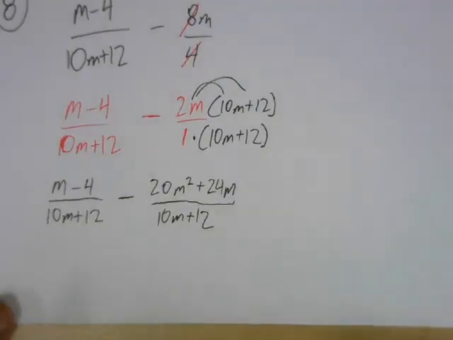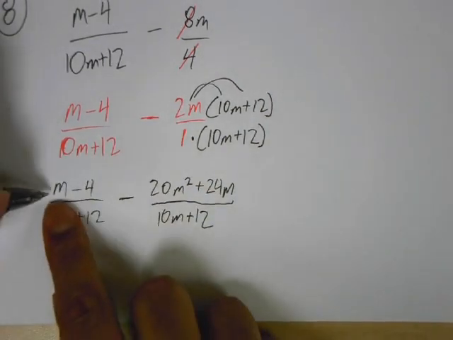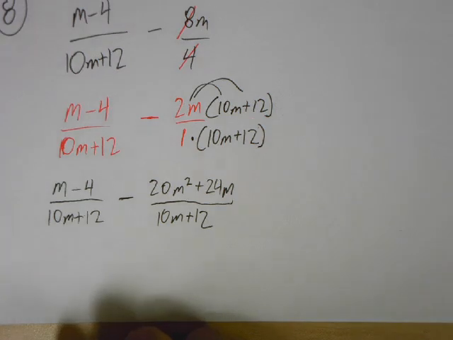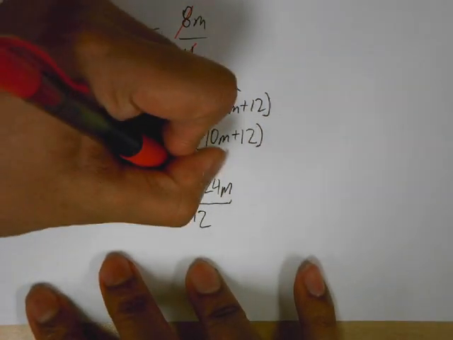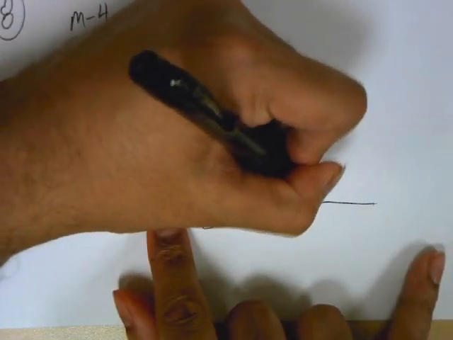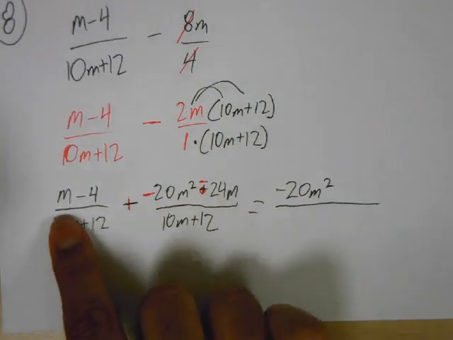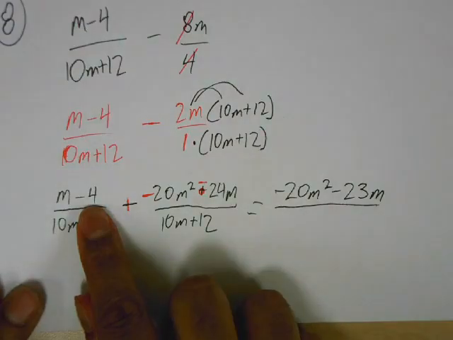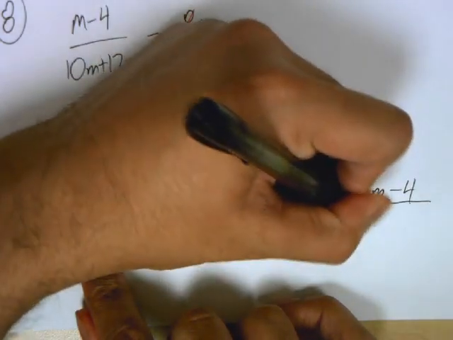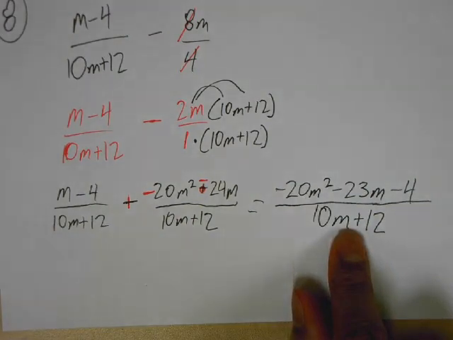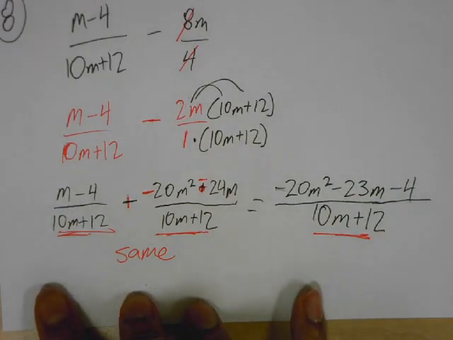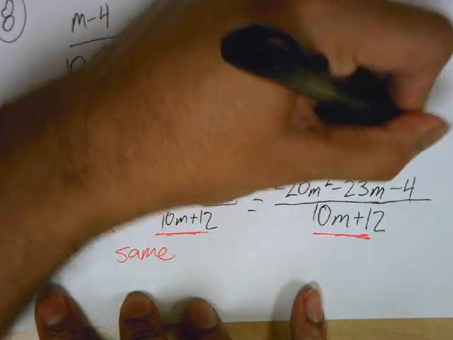Okay, now here we have to be careful. Again, it's a subtraction problem, right? So subtraction means these are both negatives. So I've got m minus 24m, and minus 20m squared and minus 4. So here's kind of what I'll do. I'm going to distribute this negative in, and it's going to come into the top over here. So now when I combine these together, negative 20m squared, minus 24m and m are going to make minus 23m, and minus 4. And what's my denominator going to be? Just that 10m plus 12, right? Okay, so here again, the denominators are all the same. These are going to be the same every time. And up here you're going to see I have combined like terms.